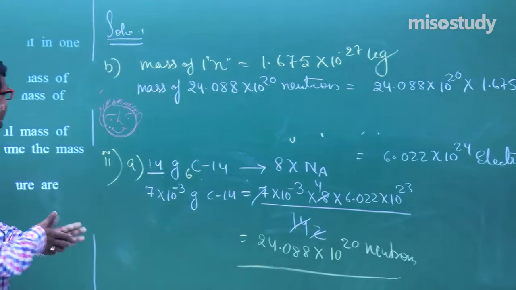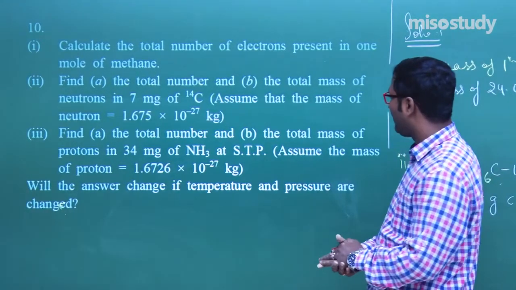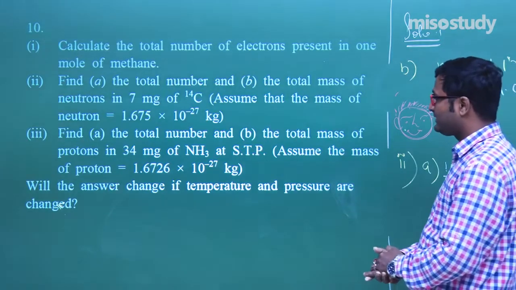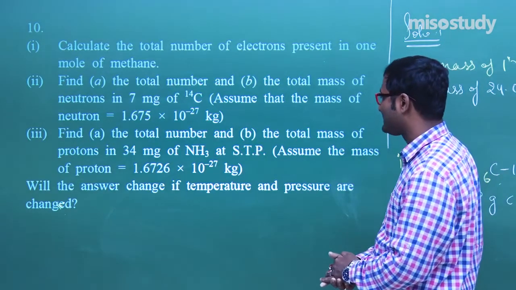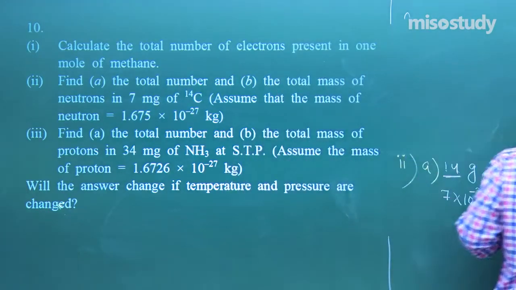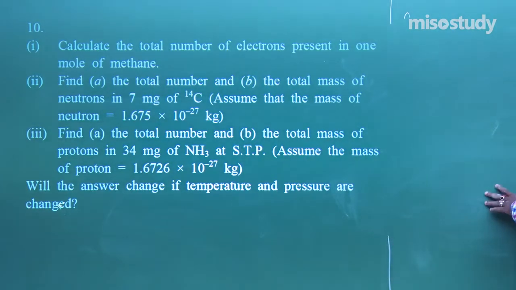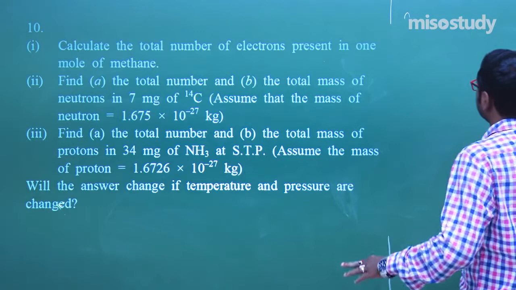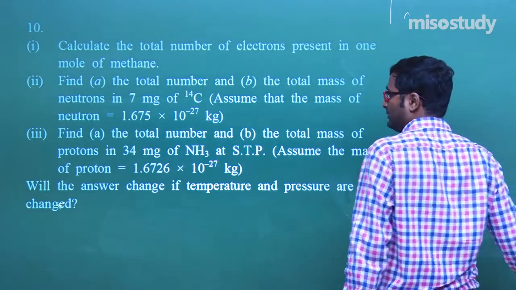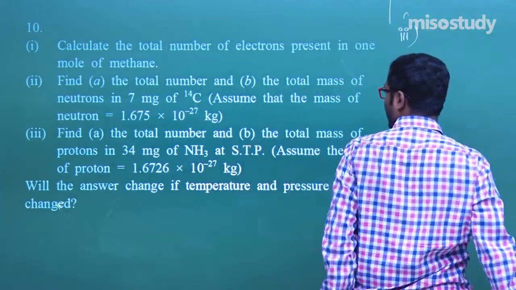Now what is the third part of the question? Read the question. Find the total number and the total mass of protons here in 34 milligram of NH3. Okay, wait for a moment. Now check it out. That is the third part. 34 milligram NH3. Okay.